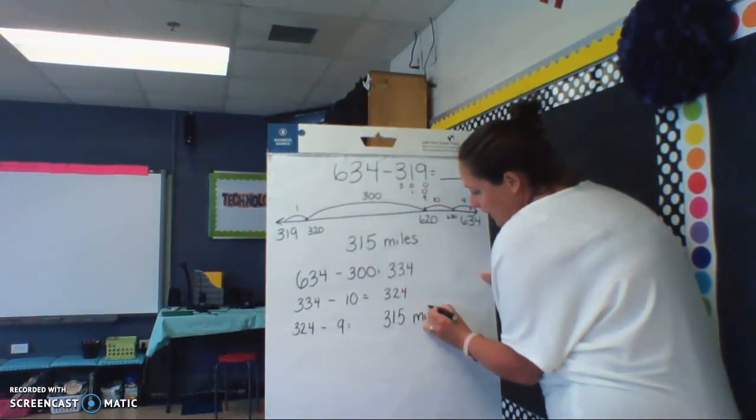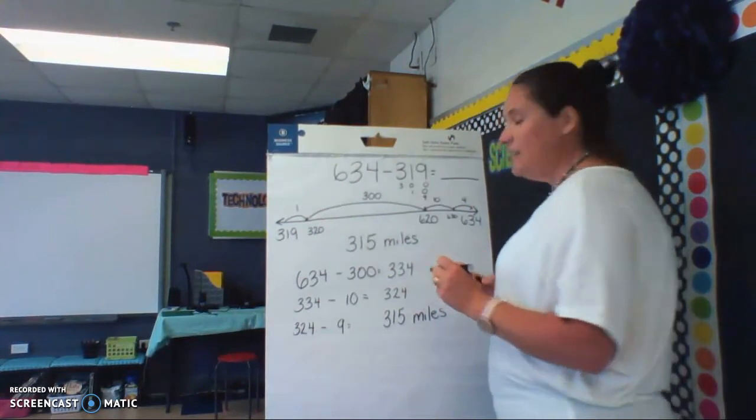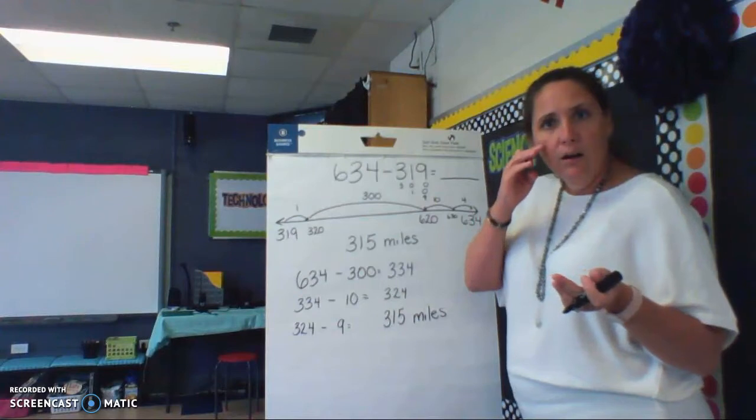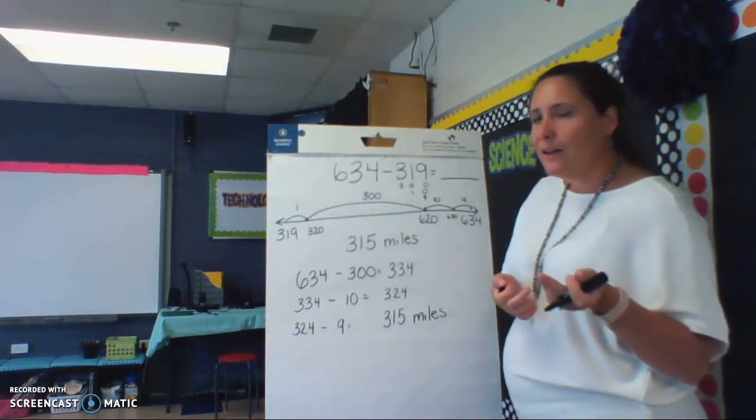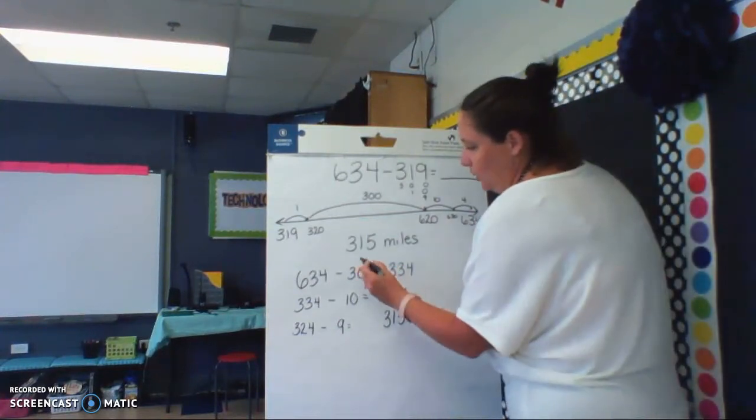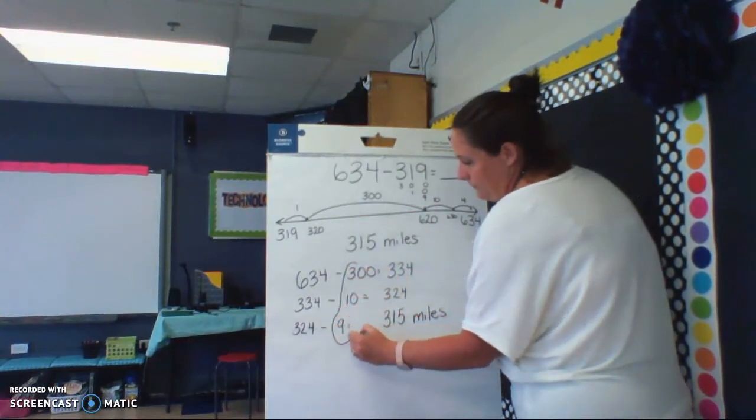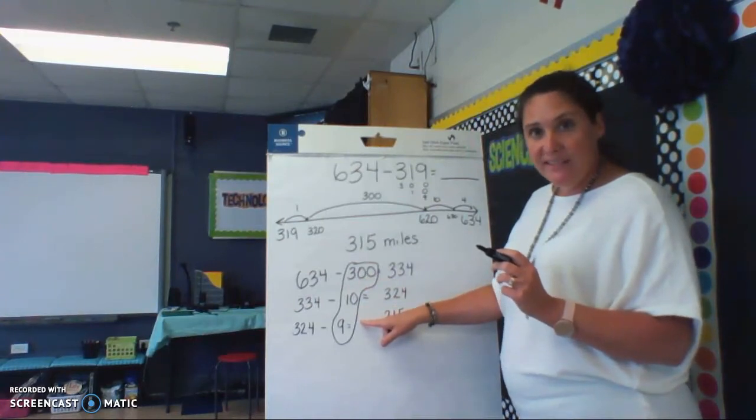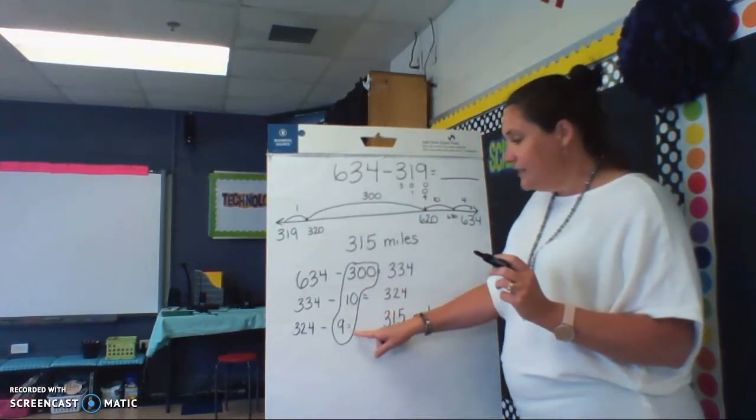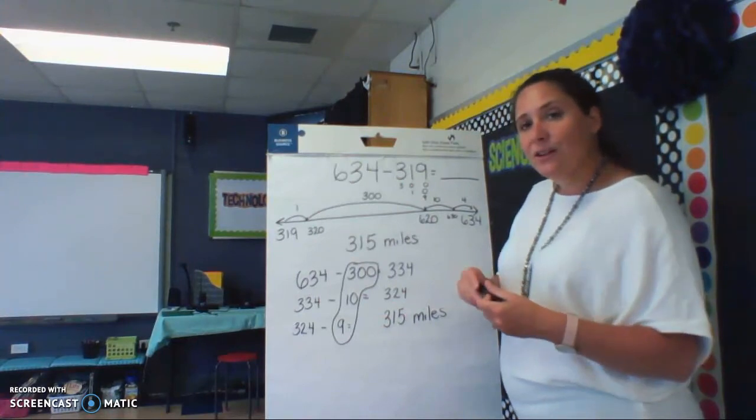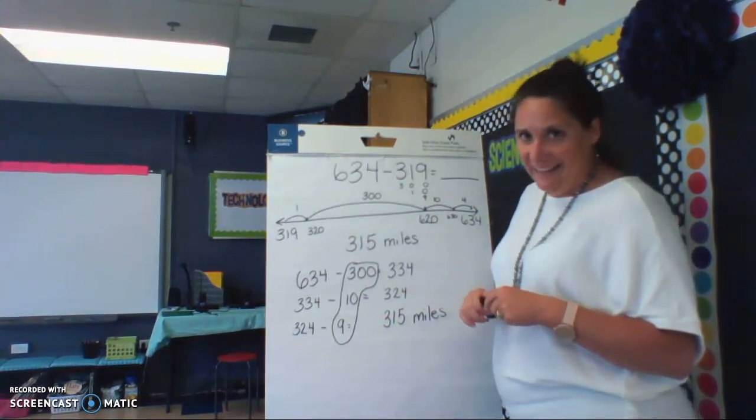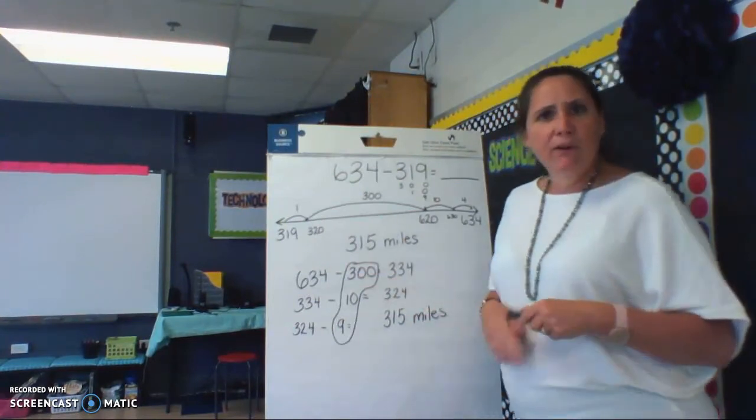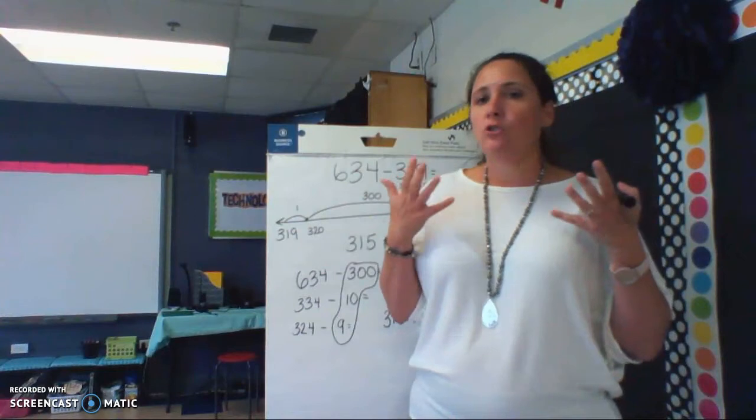Now, you say, Miss Elliott, we had to subtract 319. Where is that 319? All I keep seeing is 634. Let me show you where the 319 is. Look here. 300 plus 10 is 310. And 310 plus 9 is 319. So there it is. We've just done the same thing, guys. We've just put it in a different format or a different strategy.